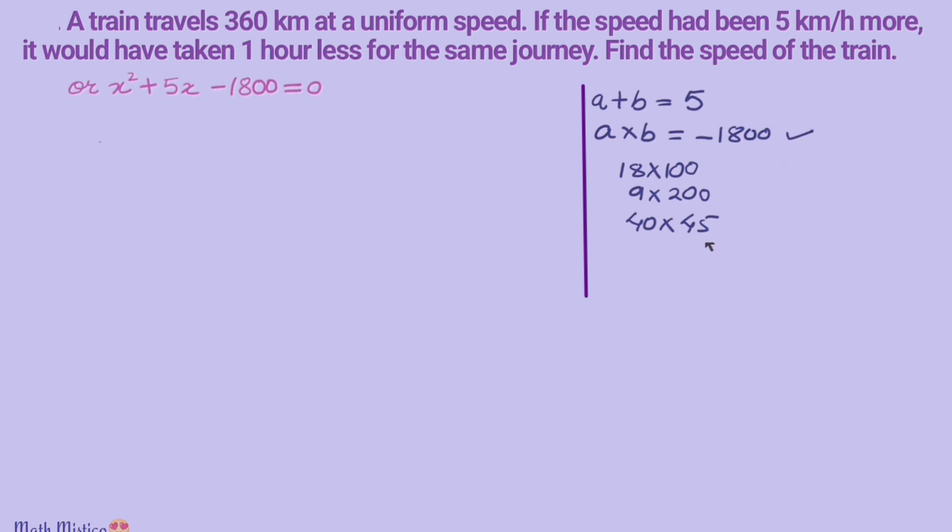Negative sign means the numbers will have opposite signs and will be subtracted. It means the numbers we have to use are 40 and 45. Therefore, x square minus 40x plus 45x minus 1800 is equal to 0, or x into x minus 40 plus 45 into x minus 40 equal to 0.